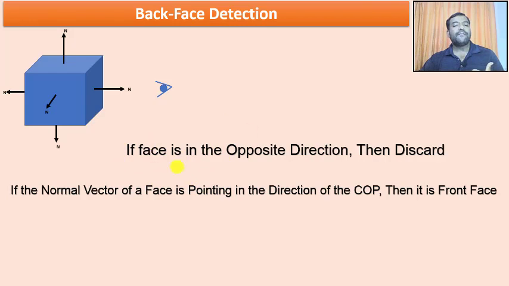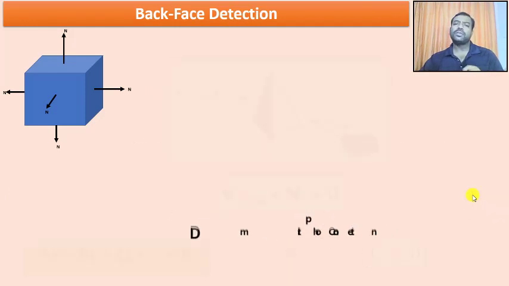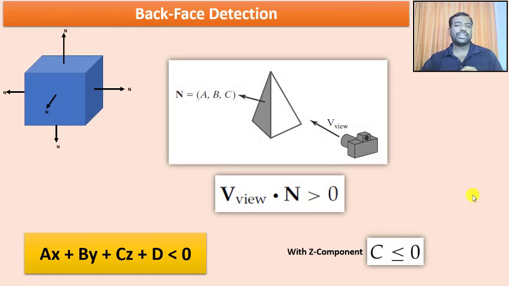Hence we say if a face is in the opposite direction, then we are going to discard this. Depending on having a back face, this is going to be the back face. How do we do this? As I told you, if the normal vector of a face is pointing in the direction of the center of projection, then it is a front face, else it is a back face, and we can discard this. This is how we are going to have the back face detection.